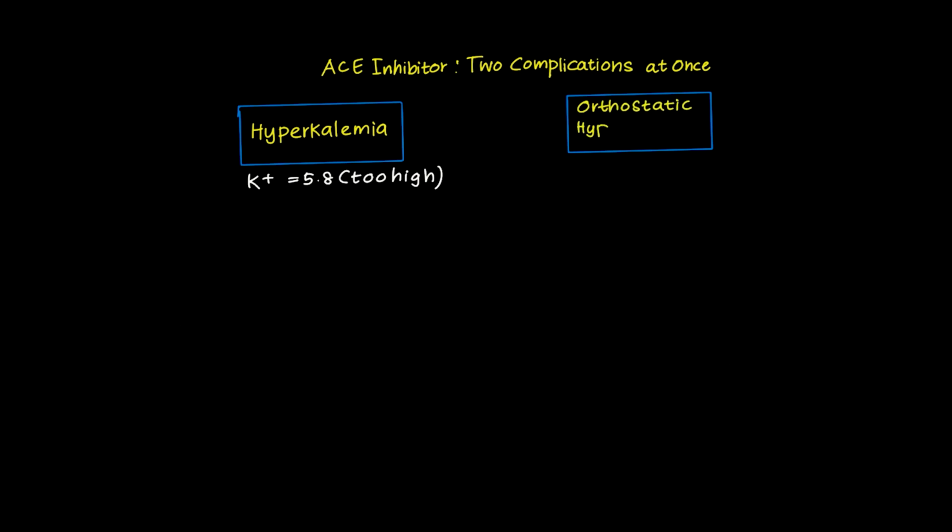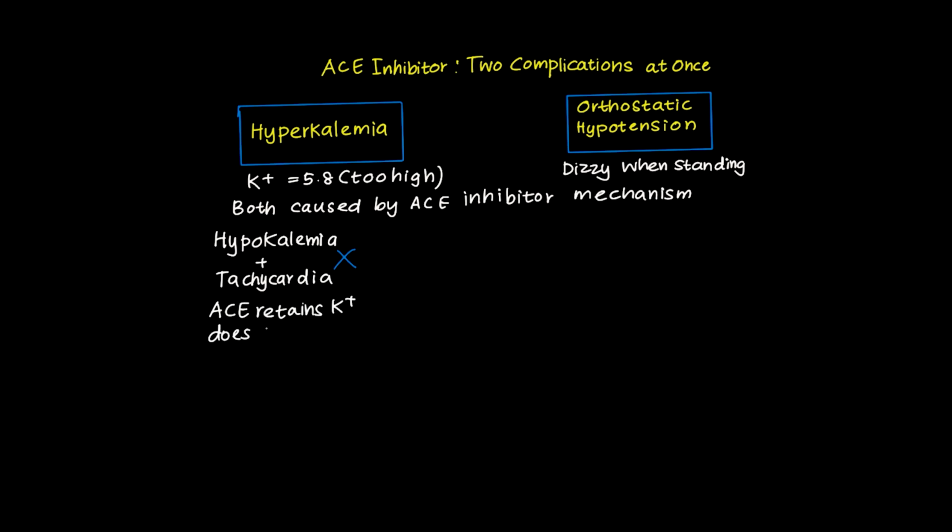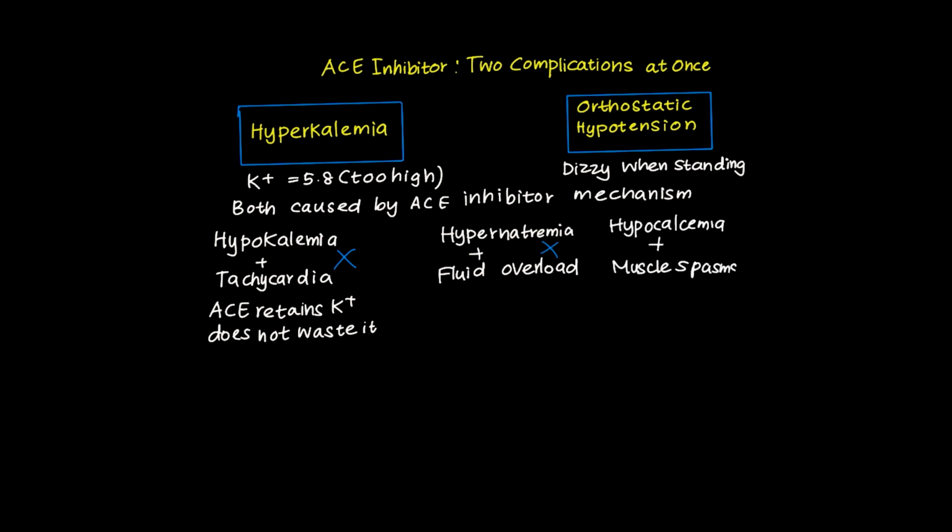The dizziness when standing is orthostatic hypotension. ACE inhibitors lower blood pressure by blocking angiotensin II, a powerful vasoconstrictor. When the patient shifts from sitting to standing, their blood pressure drops too fast and they feel lightheaded. Hypokalemia would mean potassium wasting, which is the opposite of what ACE inhibitors do. Hypernatremia and fluid overload do not match this drug's profile, and hypercalcemia has nothing to do with ACE inhibitor therapy.